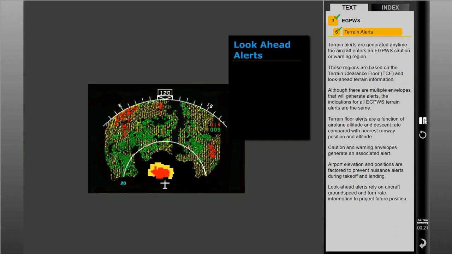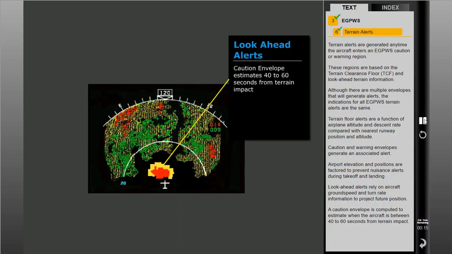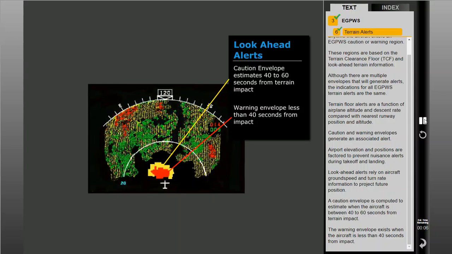Look-ahead alerts rely on aircraft ground speed and turn rate information to project future position. A caution envelope is computed to estimate when the aircraft is between 40 to 60 seconds from terrain impact. The warning envelope exists when the aircraft is less than 40 seconds from impact.